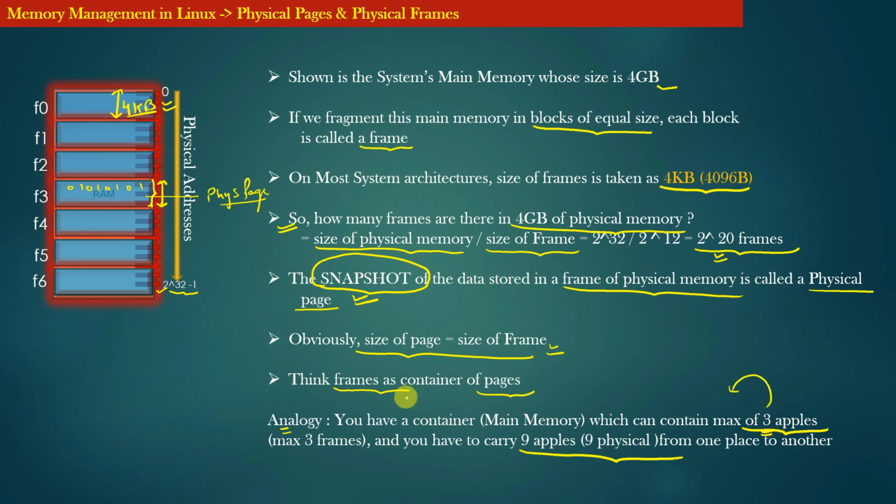So in this analogy, your container is like the main memory, which has a maximum of 2 raised to the power 20 frames. Whereas the number of physical pages existing in the system is not limited by main memory size. You can have an extremely large number of physical pages, and we will see in the next slide that only 2 raised to the power 20 physical pages can be kept in the main memory at maximum. The rest of the physical pages have to reside on a disk.